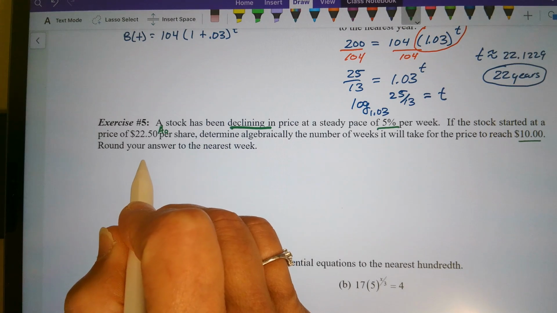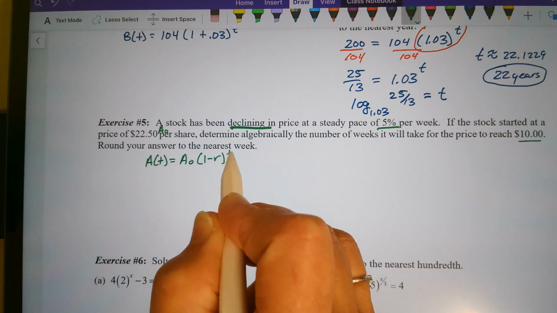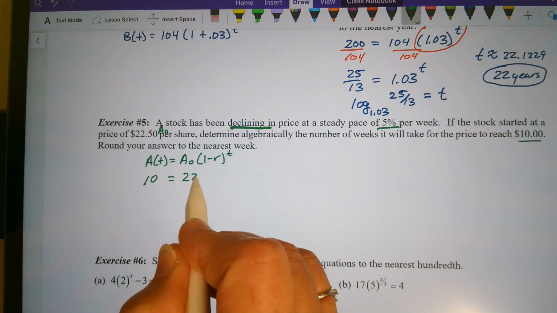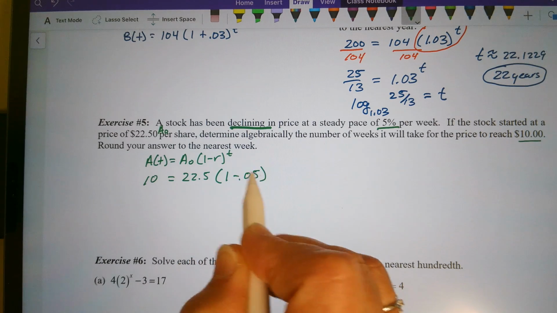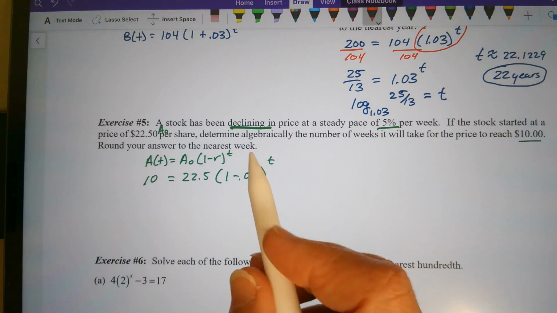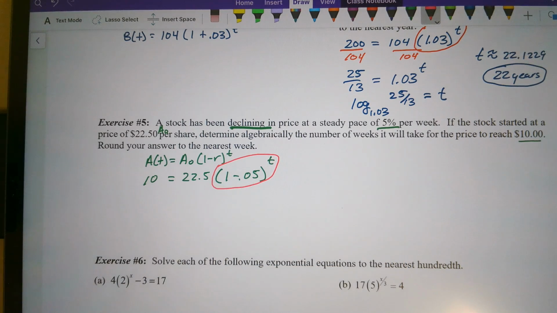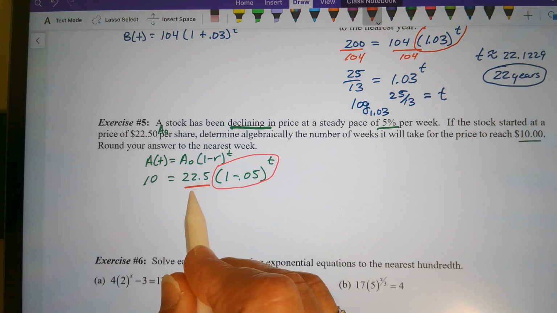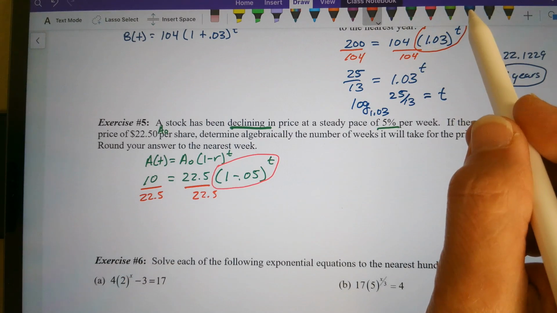All right. So A of t is equal to A sub 0 times 1 minus r to the t. And our ending amount, we're looking for $10, when 22.5 was our starting amount. 1 minus 0.05 is our r value. Again, so let's circle this. This is what we need to get by itself. And I strongly suggest that you circle that base and exponent. And we divide by 22.5. Just leave it like that.